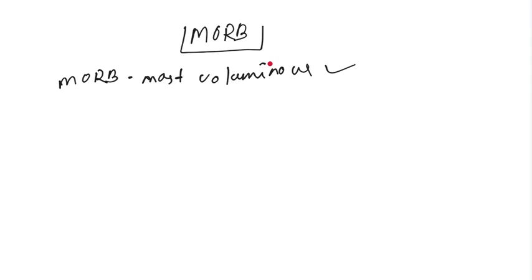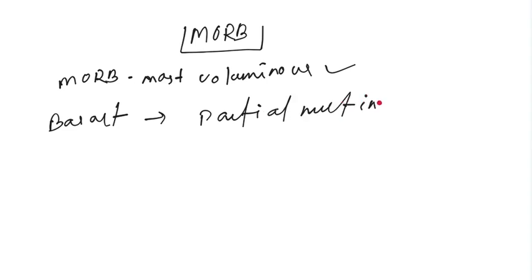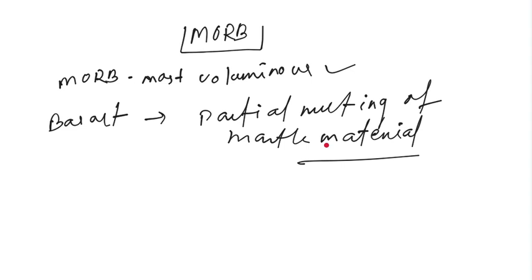Basically MORB, or you can say just basalt, is directly formed from partial melting of mantle material. Basalt is directly formed from partial melting of mantle material. Now the question is how MORB is generated.